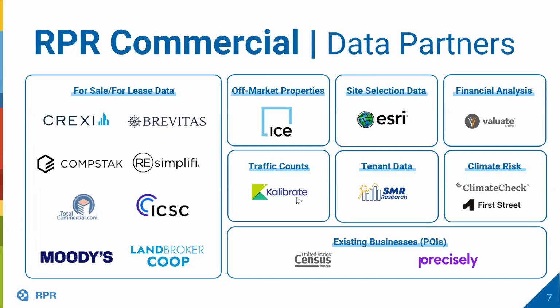Now, our traffic counts are going to come to us from a partnership with Calibrate. We've got tenant data. We have climate risk analysis that are property specific. So if that's something that you're interested in creating, I'll show you where you can access that as well. We have a tremendous amount of data coming to us from the U.S. Census Bureau. And for our points of interest, all of those different map resources that you can apply, we rely on our partnership with Precisely to bring you all of that great data.